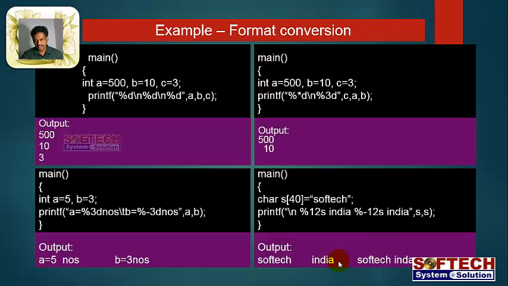Then %-12s. So it is a right alignment. It gives 5 blank spaces first, then it prints soft tag. This is the plus 12, so it first prints, then gives blank space. Here first it gives blank space, then it prints, for minus 12.